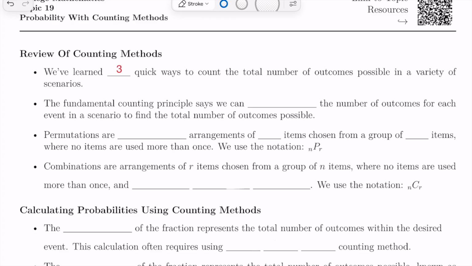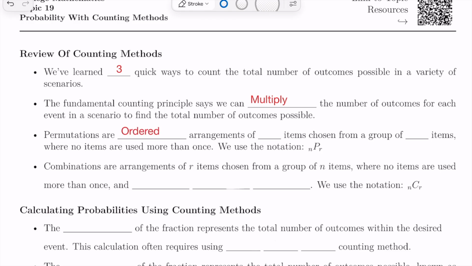So far, we've learned three quick ways of counting the total number of outcomes using a variety of different scenarios. The fundamental counting principle says that we can multiply the number of outcomes for each event in a scenario to find the total number of possible outcomes.